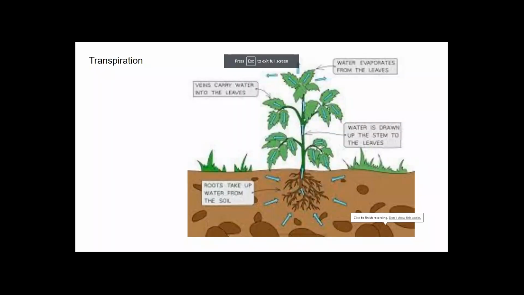So this class is about transpiration, which is a movement of water from the soil through a plant and into the atmosphere. So basically the roots take up water from the soil and the water is drawn up the stem to the leaves, and water then evaporates from the leaves. So there's a continuous movement, which is called the transpiration stream.